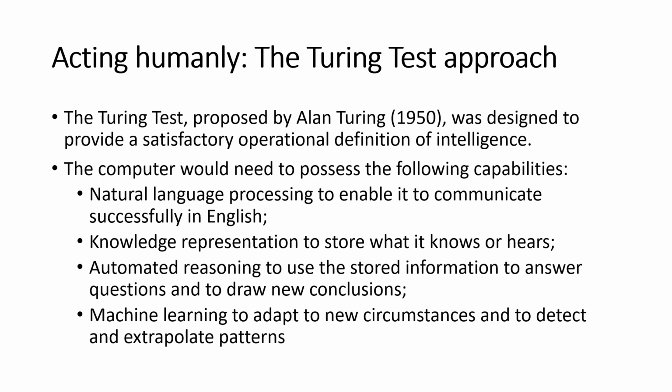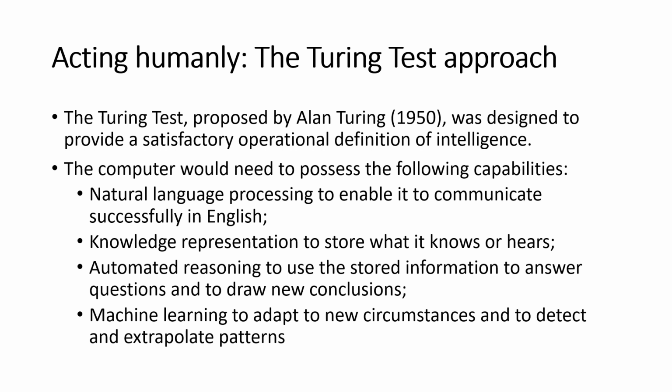Acting humanly refers to creating machines that behave like humans. The Turing test was introduced by Alan Turing. According to this Turing test, if a machine can imitate human behavior such that a human cannot distinguish it from another human, it is considered intelligent. That is the Turing test.